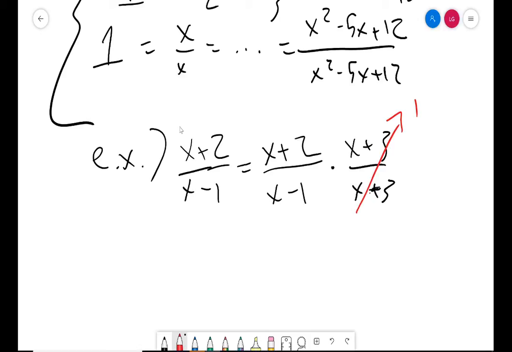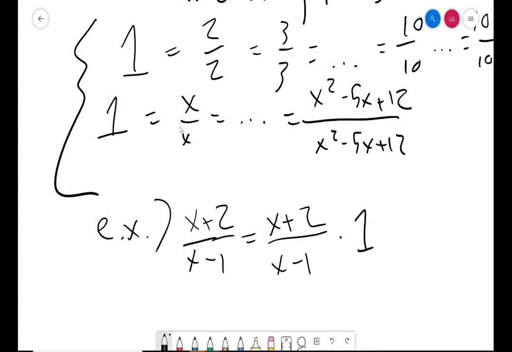This is the statement that something equals something times 1. Something equals that same something times 1. X plus 2 divided by x minus 1 equals x plus 2 divided by x minus 1 times 1. Right? And in fact, let me even step back a step and say, are we comfortable with this statement? If we are comfortable with this statement, x plus 2 divided by x minus 1 equals x plus 2 divided by x minus 1 times 1, and we're comfortable with the fact that 1 can come in infinitely many different forms.